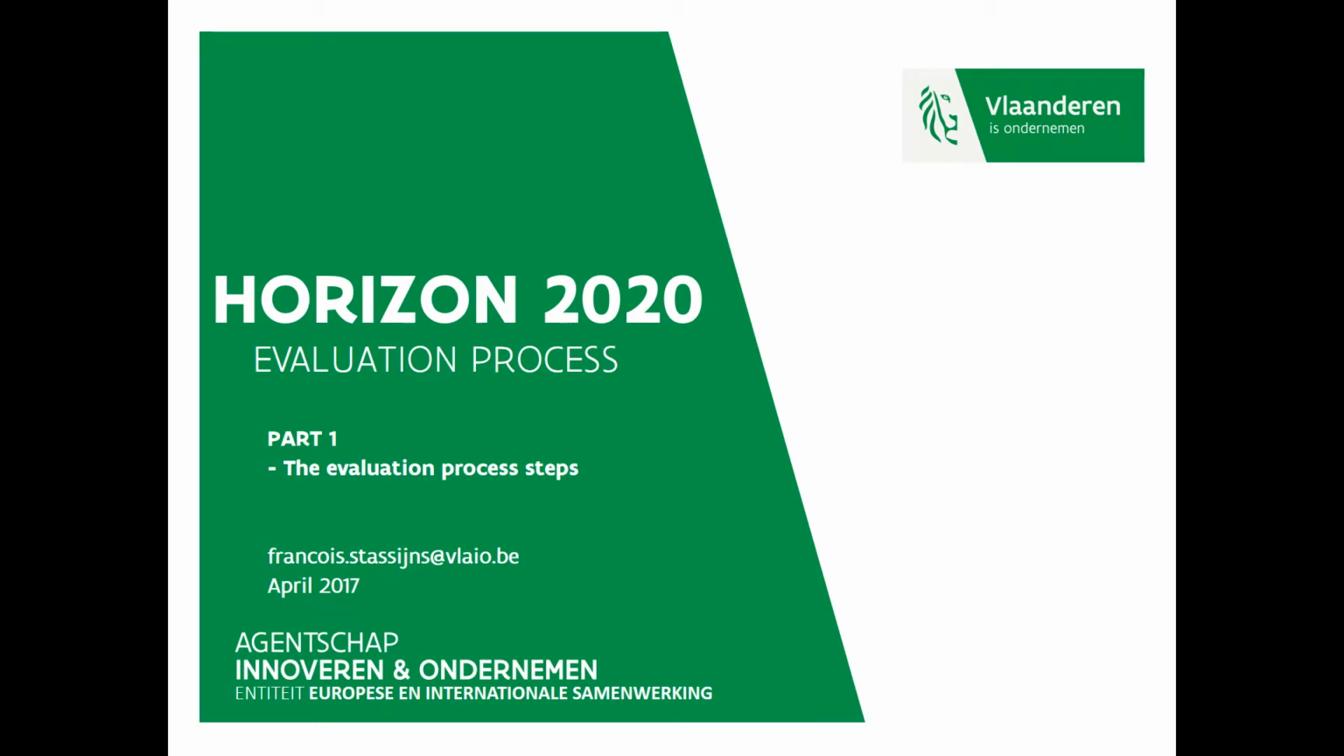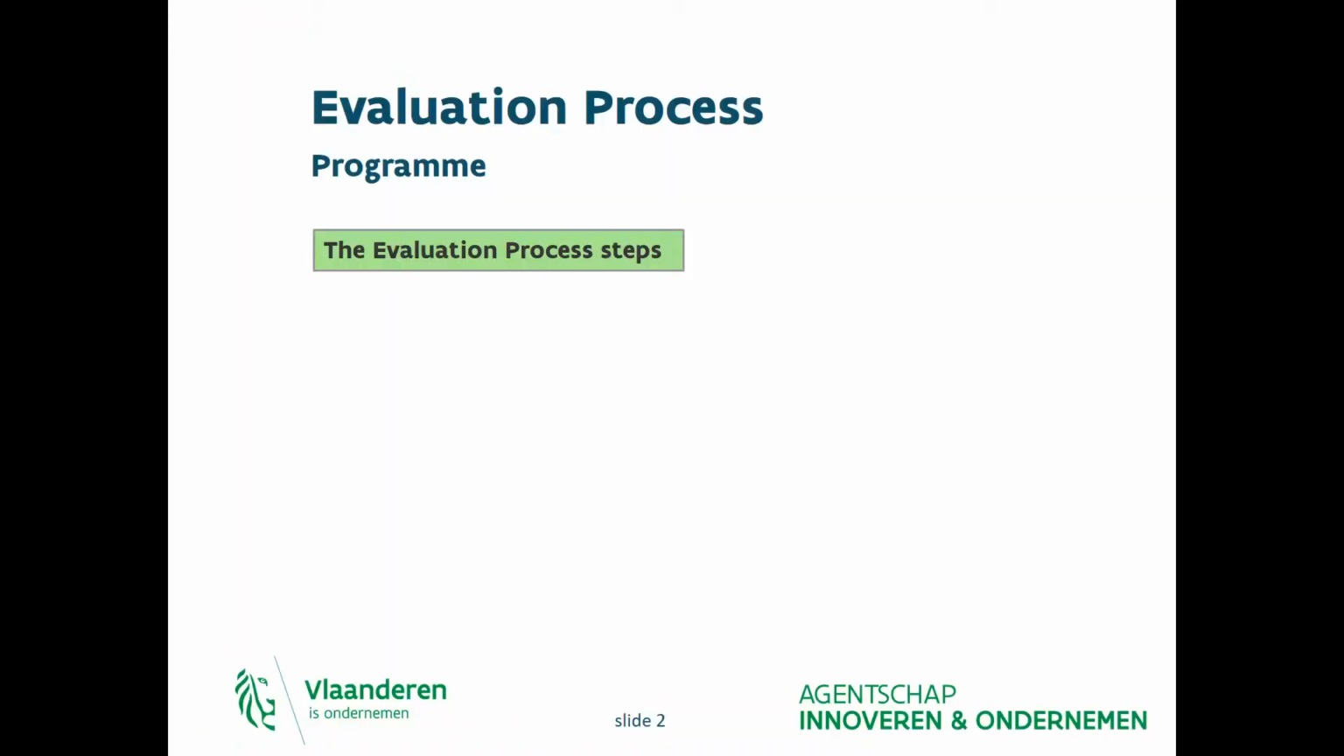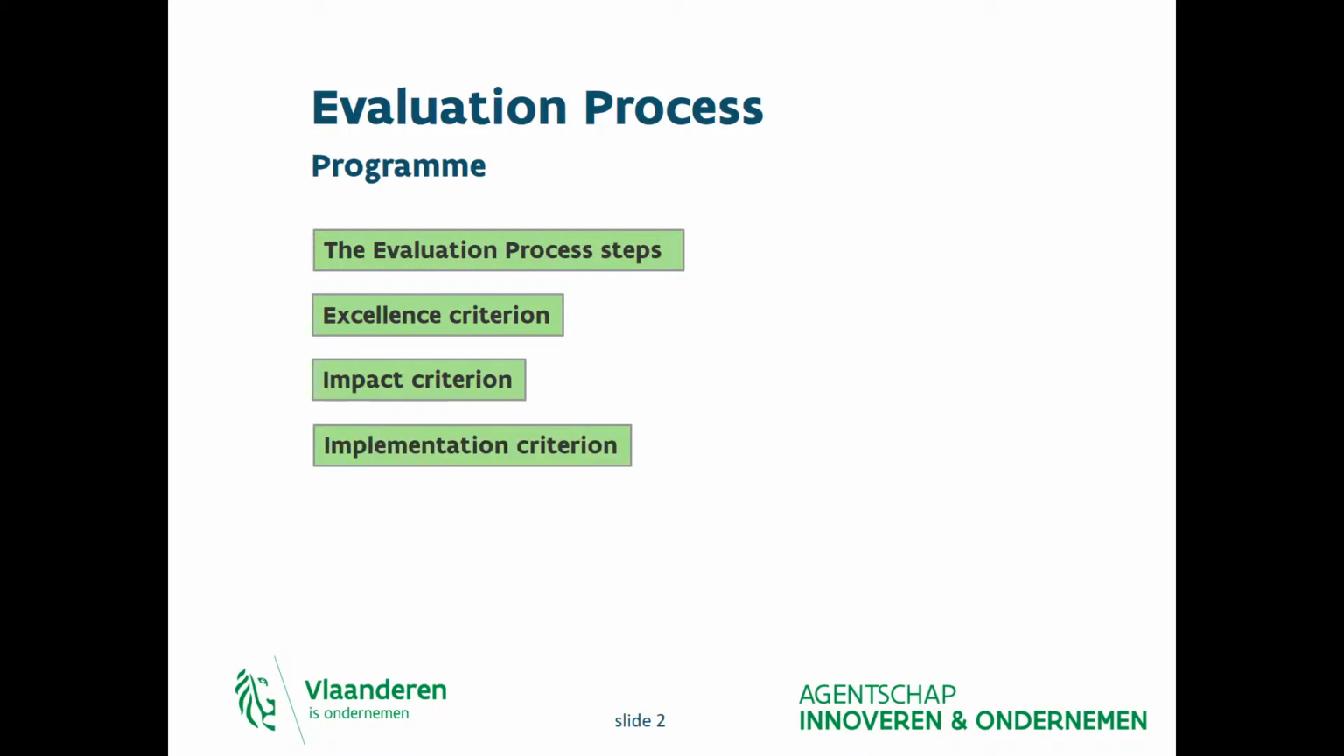Welcome to this presentation on the evaluation process steps of Horizon 2020 project proposals. This presentation is the first one in a set of 4, all about the evaluation process of Horizon 2020 project proposals. The other 3 will deal with the evaluation criteria that are taken into consideration in the process, being the excellence criterion, the impact criterion, and the implementation criterion. This presentation will take you through the different steps in the evaluation process.